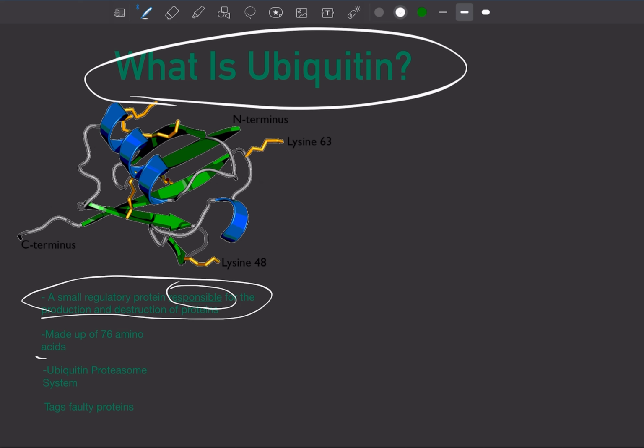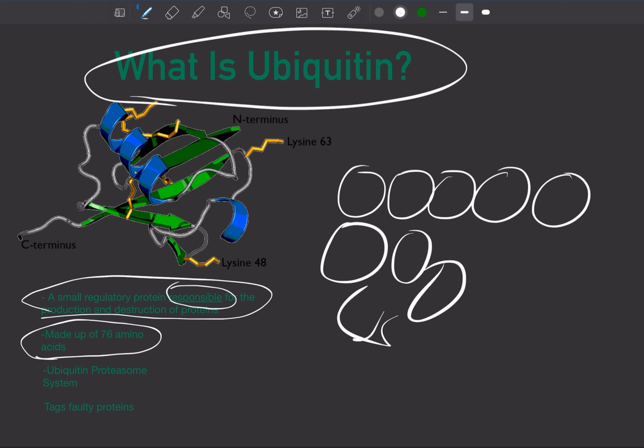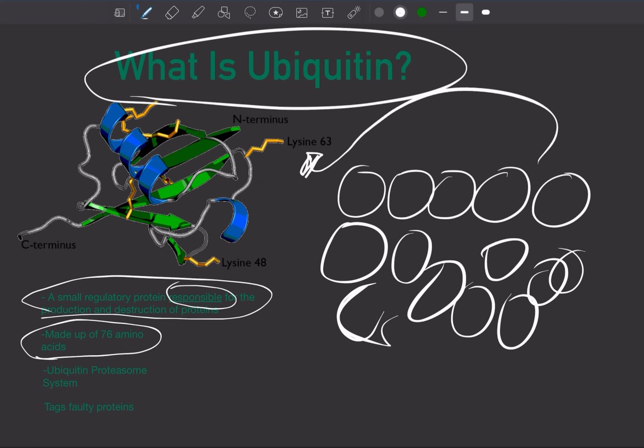It is made up of 76 amino acids. Again, proteins are made up of amino acids, so when these amino acids are linked together, you have 76 of them. It could be leucine, glycine, isoleucine, valine. These are all different amino acids that form together, and eventually, once all of them come together, they form this 3D protein that can be used. Next we have the ubiquitin proteasome system, which will be in the next slide.